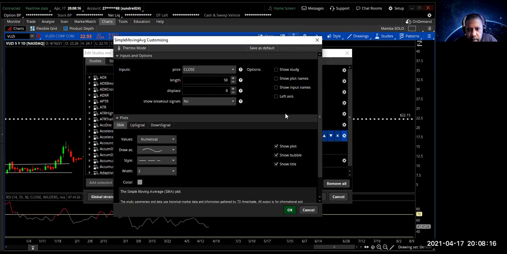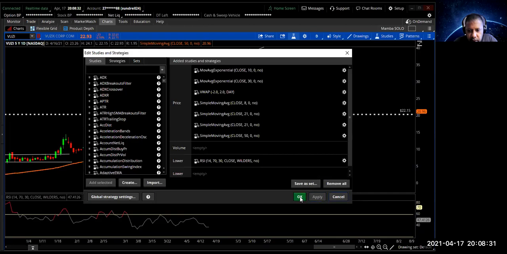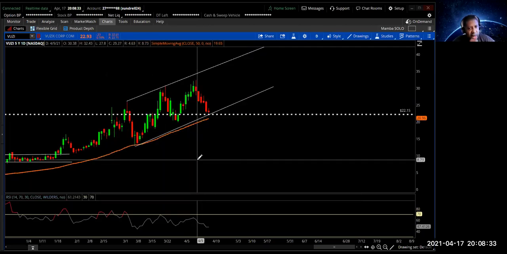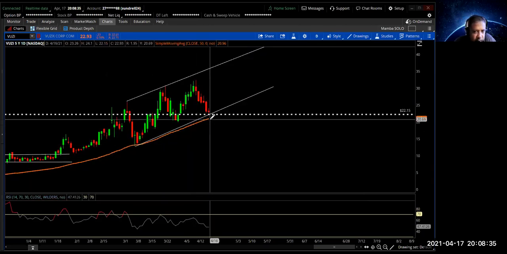Maybe let me let it populate, guys. Hold on. Show the study. Change that color. Make it right there. All right, we got the 50 on here, and it's above the 50.